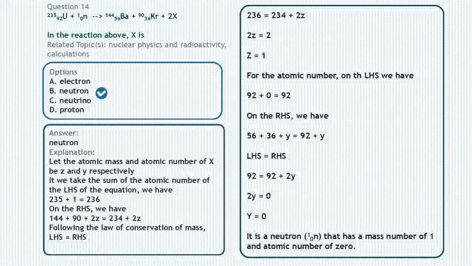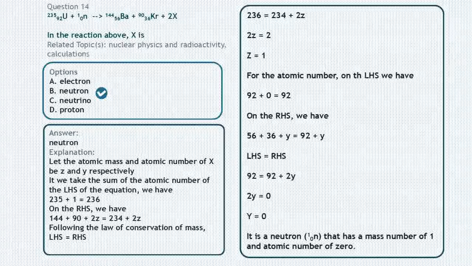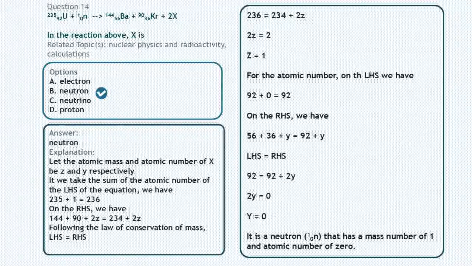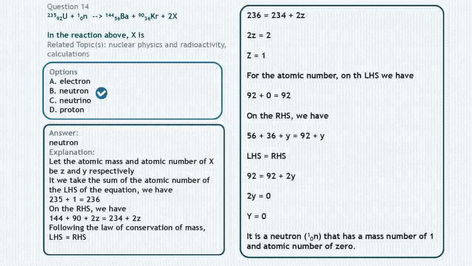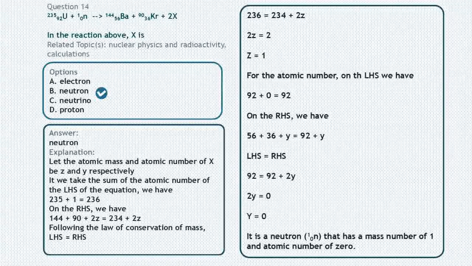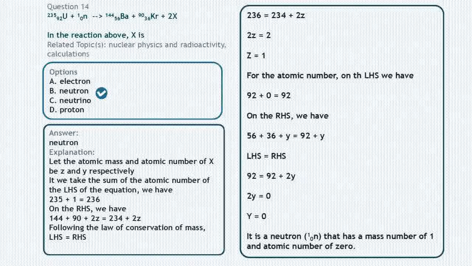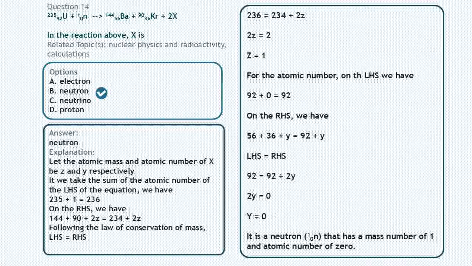Now this is an equation, and what we have here is, by the time we add up the atomic masses here, it must be equal to the sum of the atomic masses here. The atomic mass is this superscript that I have here. Now on this side, if we add up the atomic masses here, we have 235 plus 1, that is 236. On the other side, this will be 144 plus 90 plus the atomic mass of this X, which we represented as Z. But because there is 2X here, that will be 2Z.